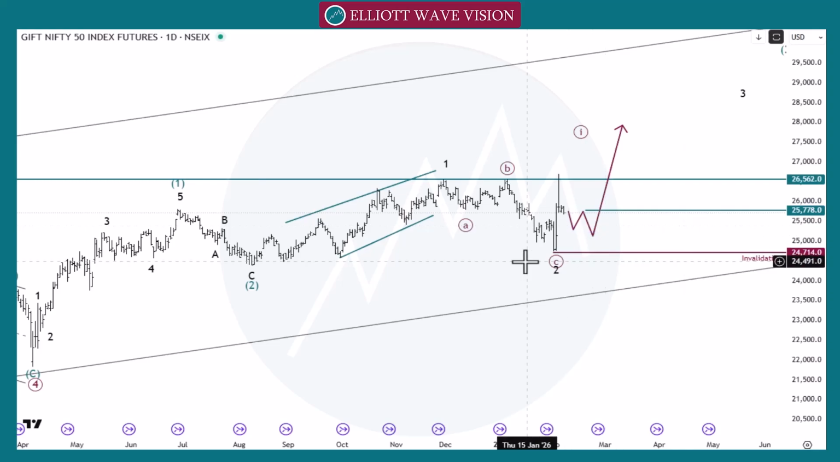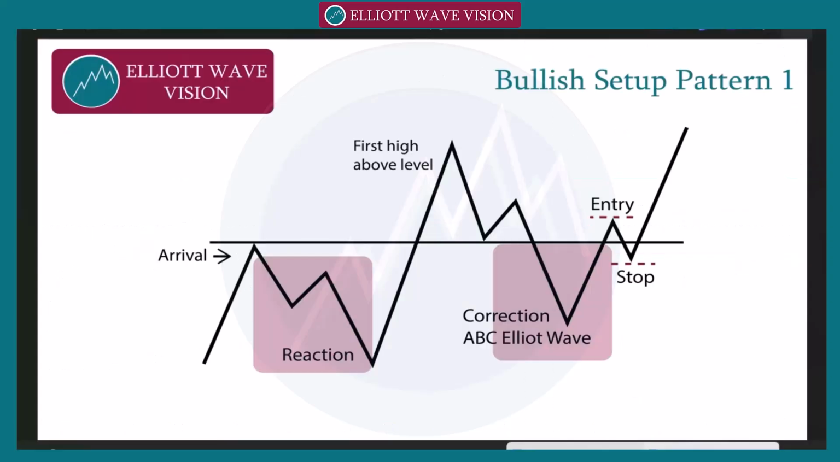So let's check classic trading level pattern number 1. In pattern number 1, at this point the market touched 26,500 in Nifty 50, gave us the arrival and then bounced back as A, B and C. We call this correction a reaction. After this reaction, the market crosses 26,500 and gives us the first high above level. After this high, we need to wait for the correction as A, B and C.